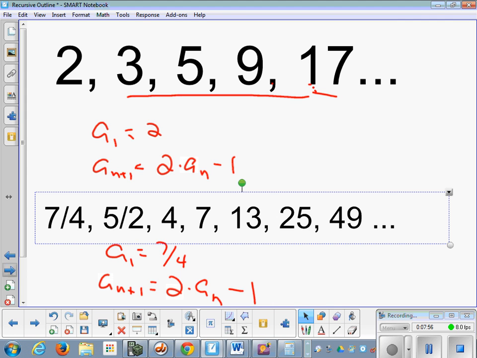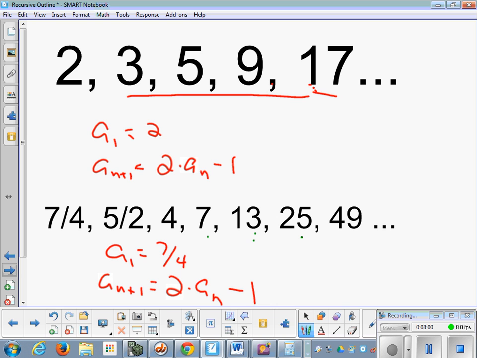Double 4 is 8. Subtract 1. Double 7 is 14. Subtract 1. 26, subtract 1. 50, subtract 1. So I need both of these pieces of information in order to actually write out my sequence. I need to describe the pattern, and I need to let you know where we're starting, because starting at different spots will result in 2 totally different sequences, even though they can have the same pattern.